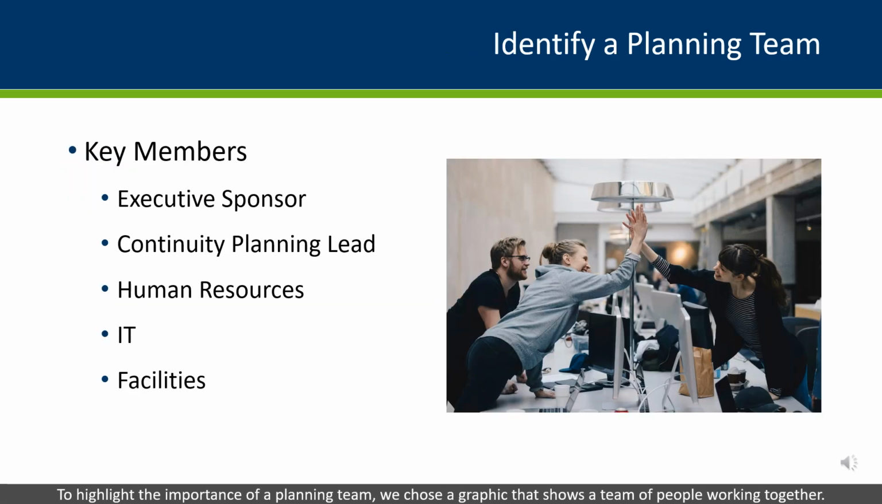To highlight the importance of a planning team, we chose a graphic that shows a team of people working together. Assembling a planning team may be the most important part of preparing to write your COOP plan. It's important to have a multidisciplinary team that can speak about your organization's operations. First, your planning team should include an executive sponsor that can help garner the support you need to write the plan and to make sure that the plan aligns with your organization's mission, vision, and values. A natural fit may be the executive that is already part of developing your emergency operations plan.